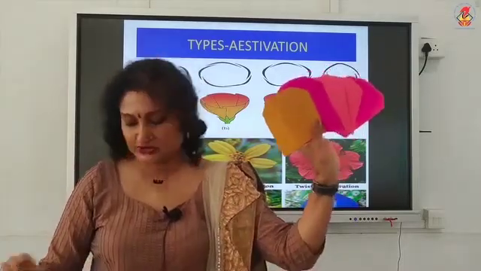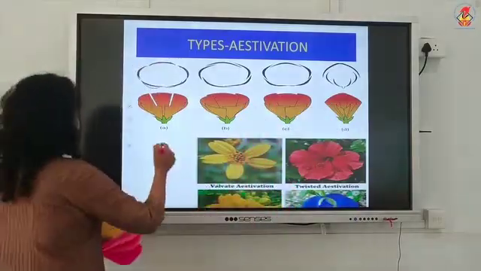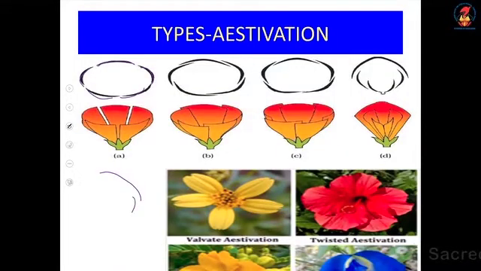Clear? This is twisted. And how is it indicated? See, like this. The symbolic representation: only one margin is being overlapped. See, the other is out. Then this is overlapped, the other is out. One margin is inside, the other one is outside. Clear? That is called twisted.